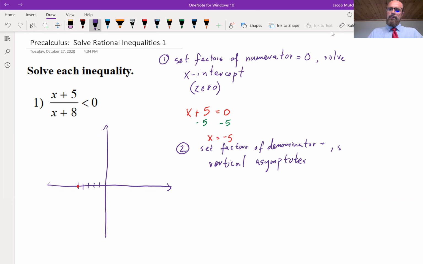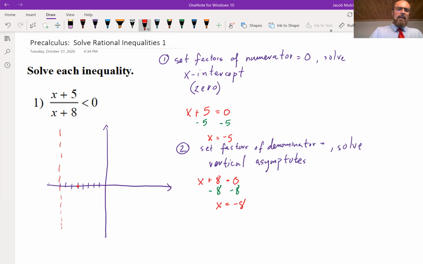So I'm going to do like we did with our zeros. I'm going to take x plus 8, set that equal to 0, and again, I want to solve. That's easy to do. I'm just going to subtract 8 from each side, and that gives me the location of my vertical asymptote at negative 8. So again, I'm going to place that on my graph as well: negative 5, negative 6, negative 7, negative 8. And I'm going to sketch that vertical asymptote in place.